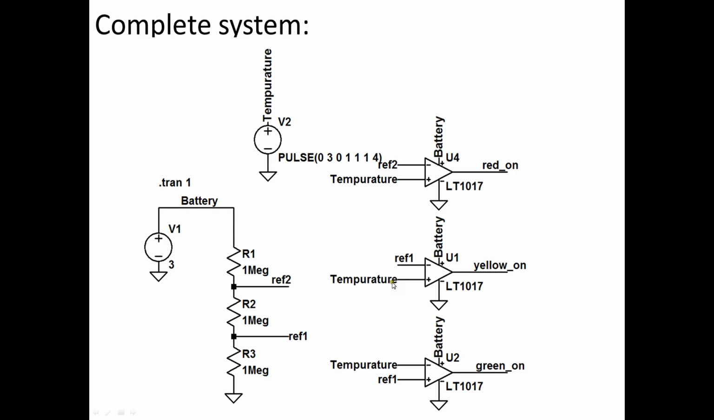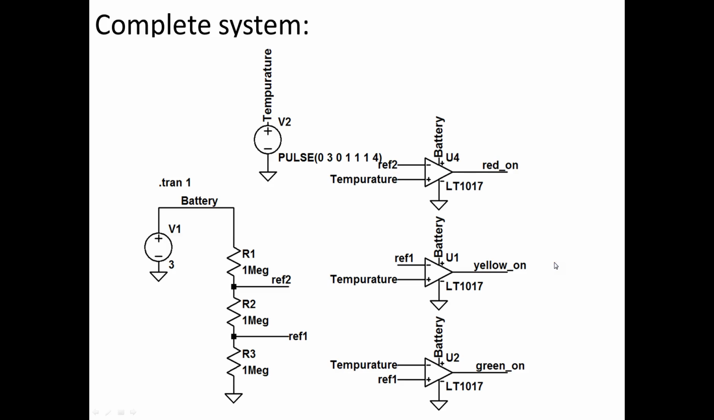And you can see that these are opposite, where if the temperature signal goes over Vref 1, the yellow turns on. And so the yellow and the green should never be on at the same time. And then you can see for red, if the temperature goes above this reference, the red one will go on.